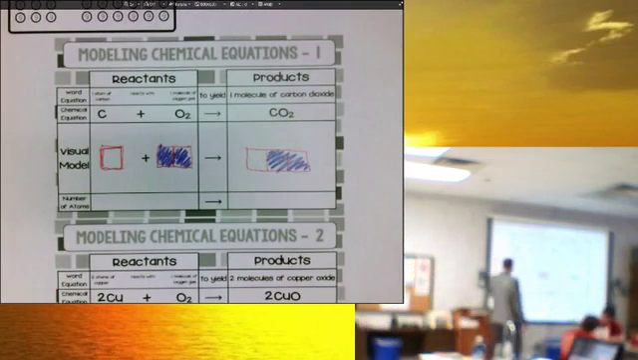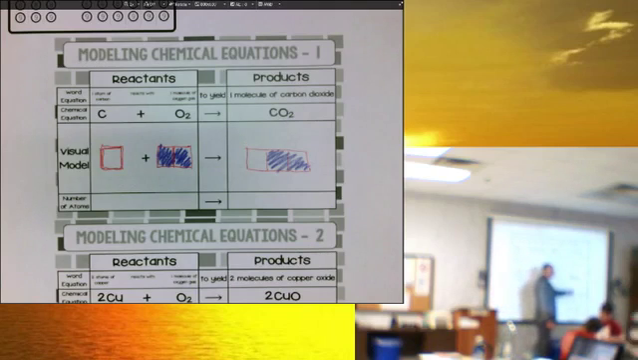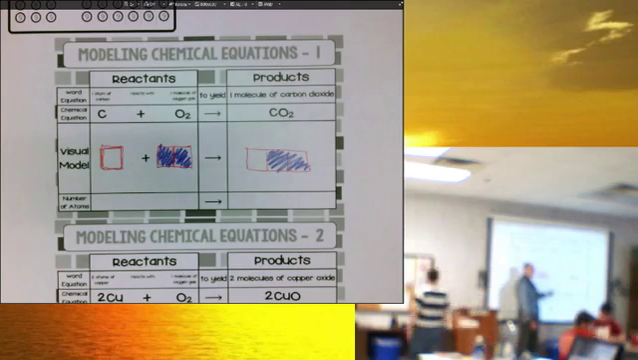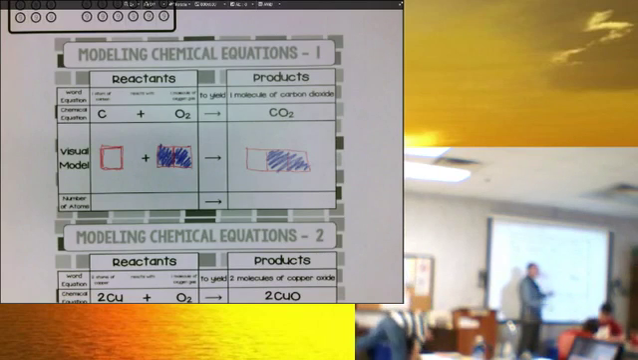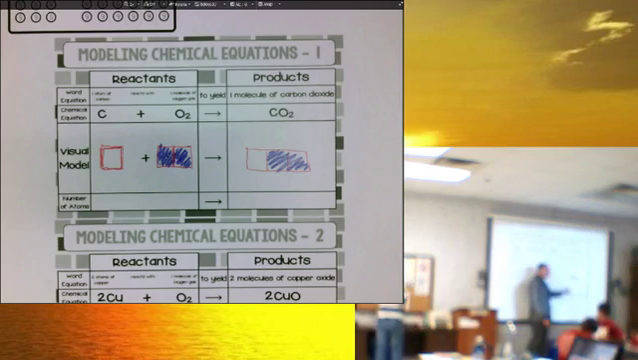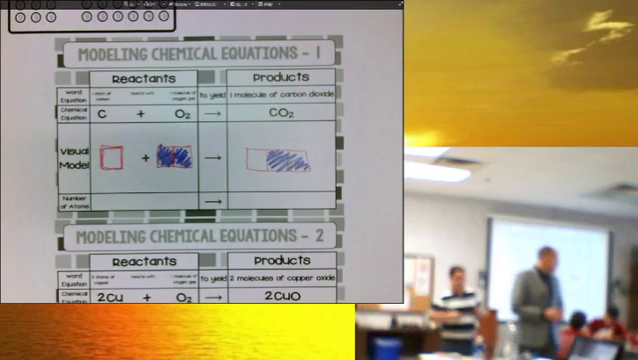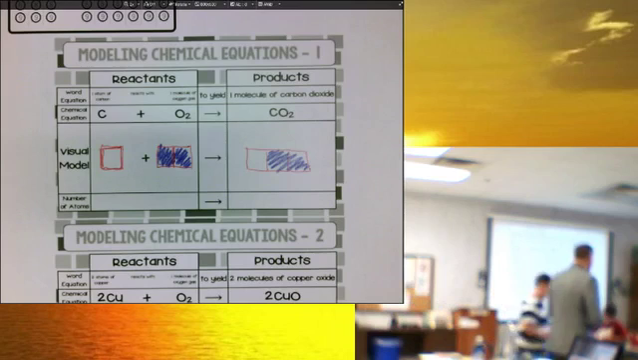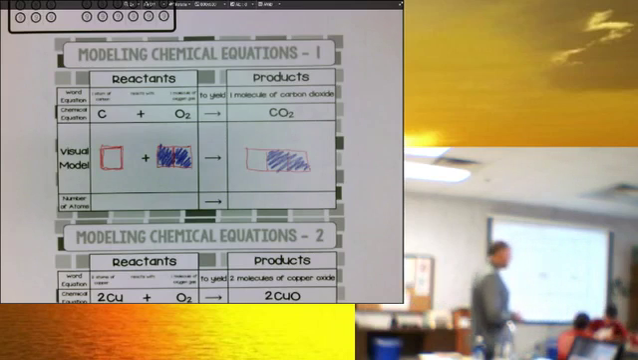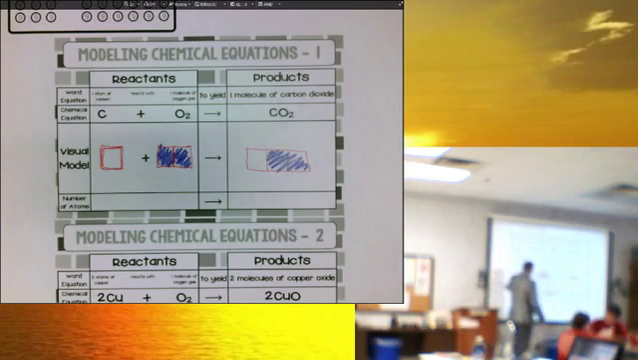Now, number of atoms. How many total atoms are here? Write a 3 there. How many total atoms are here? 3. How many of you remember I told you the arrow could also be what? Equals. So 3 equals 3, and you've done it right. Now, in all chemical equations, all of the atoms in the reactants equal the atoms in the products. So every time you're doing this, how many you draw here, you have to draw here.